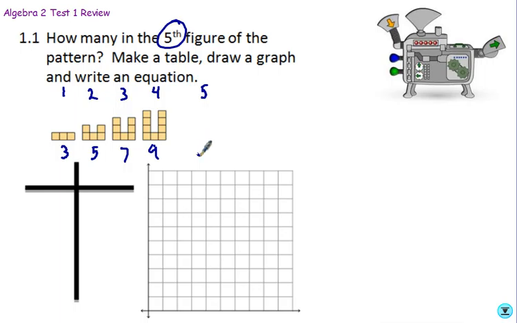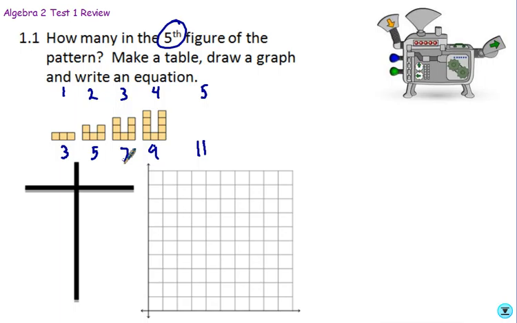Now, that wasn't too bad because it only asked for the fifth figure. But what if it asked for the 5,000th or 5,000,000th figure? Well, I really wouldn't want to write that out that many times. And so what we're going to look for is a shortcut. We're going to look for a rule that describes this particular pattern, because every pattern is different, because it starts with a different number of blocks, or maybe it goes up by a different amount. So we want to find the unique or specific rule that fits this specific pattern.